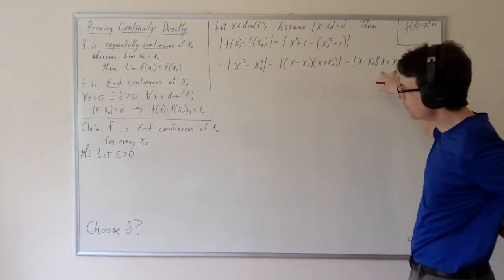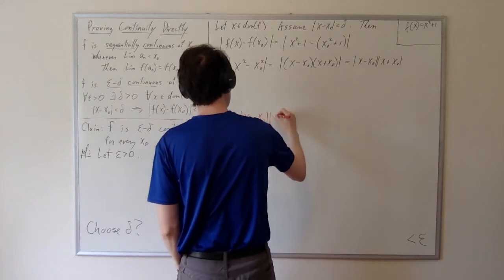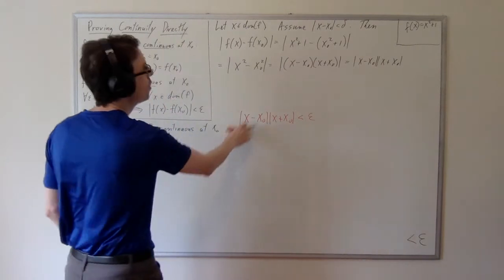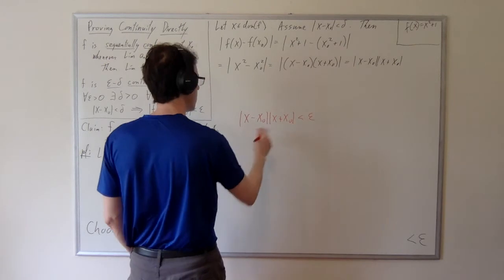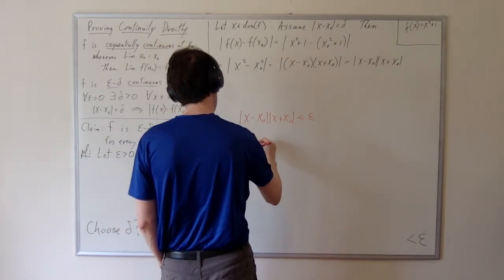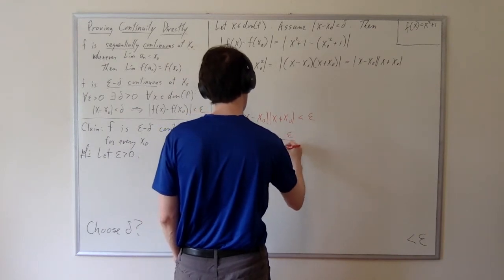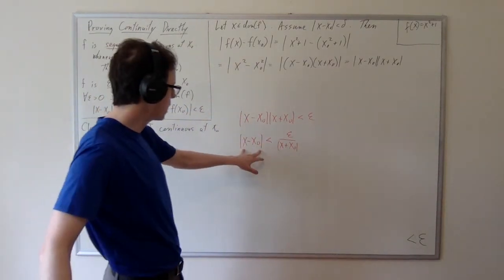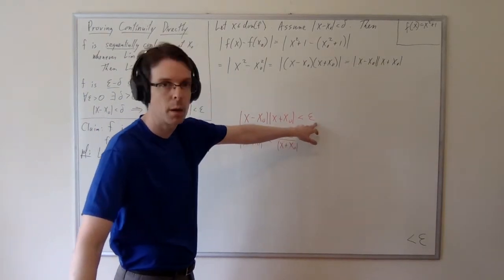Now I'm going to go to some scratch work and say, okay, x minus x naught times x plus x naught is supposed to be less than epsilon. And I know that x minus x naught is going to be less than delta. So what I can do is divide both sides by this quantity here. I'm going to get x minus x naught less than epsilon over x plus x naught. So what we've deduced here is that so long as x minus x naught is less than this quantity, then the product of these two will be less than epsilon.